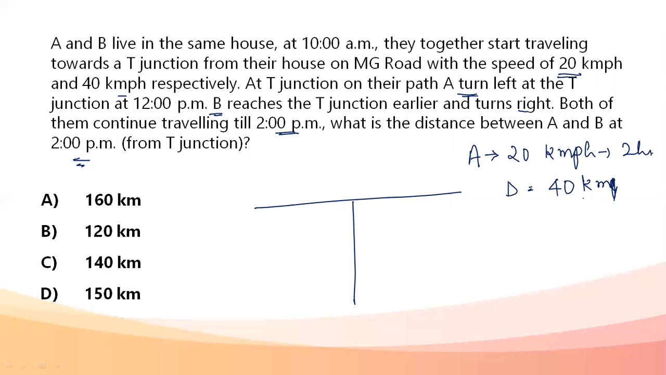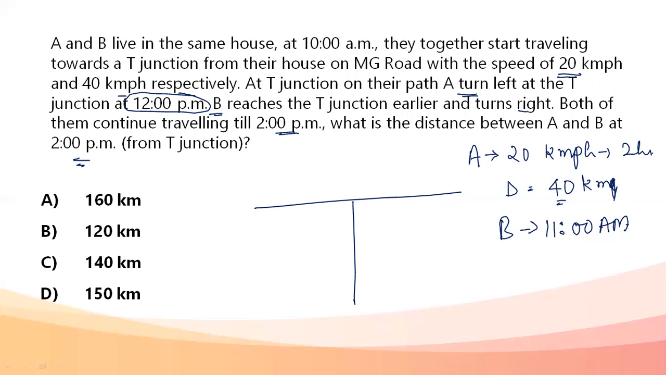Now B will reach the T junction at 11 a.m. and turn right. So they are traveling at the same time. This 40 kilometers, B has to travel too, because it is given in the question that B reaches the T junction earlier and turns right. So B would have already reached there at 11 a.m., because the distance of their house from the T junction is equal to the distance traveled by A in 2 hours. It is clearly given that A reaches the T junction at 12 p.m. So whatever distance A has traveled in 2 hours, that is the distance from their house to the T junction.